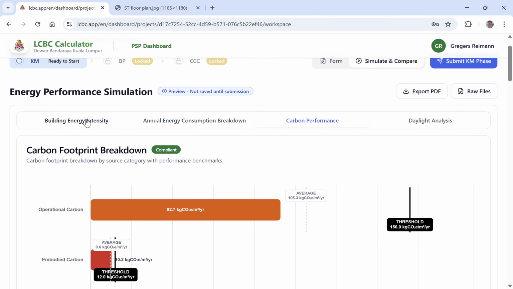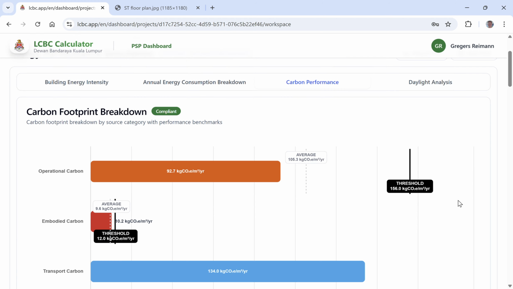So this is basically a mirror image of the first graph we saw under the building energy intensity, except we have converted the electricity consumption into CO2 emissions. The other one is on embodied carbon, and here the building also meets the threshold, but is a little bit higher than an average building, as you can see.